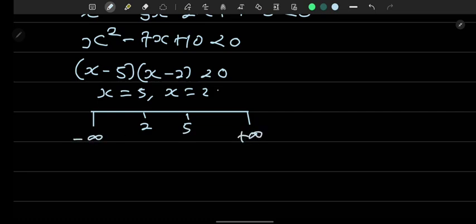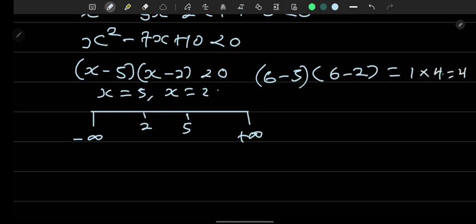So now we consider numbers in the range of 5 to infinity. All right, just pick any number in that range. Let's pick 6. You can pick 7, you can pick 10, anything. In fact, you can pick 5.1. So let's pick 6. So 6 minus 5, that's 1. 6 minus 2, that's 4.